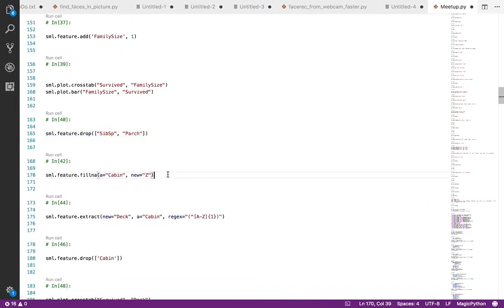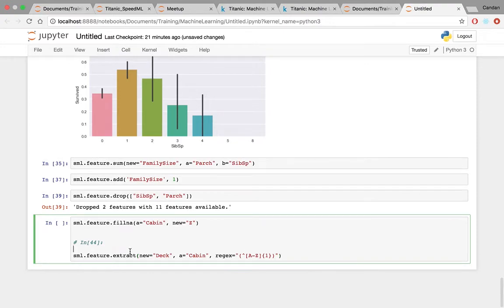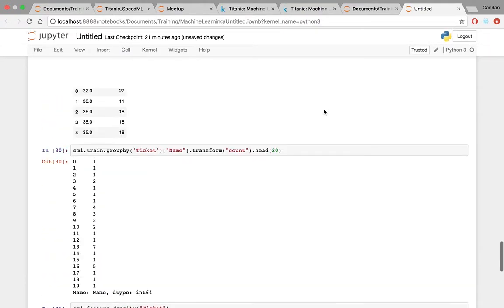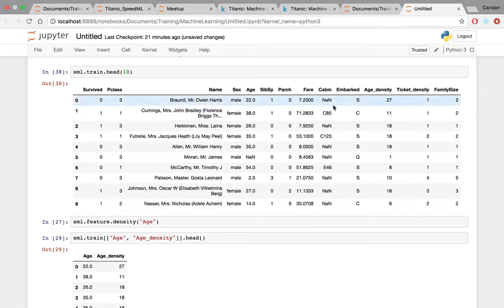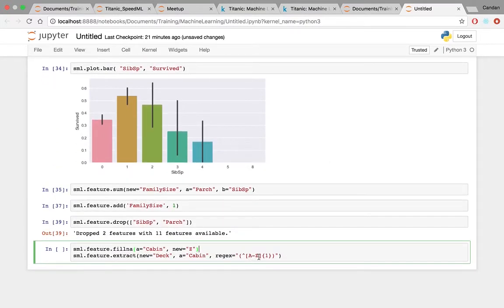And I have a lot of empty spaces in the cabin. That's why I'm going to fill the empty cabins. So let's take a look at here again. So the cabin, there are some NaN. I'm going to fill them with some letter, with Z. And instead of using the C or these text terms, I'm going to use the regular expression to extract the first character of the data.